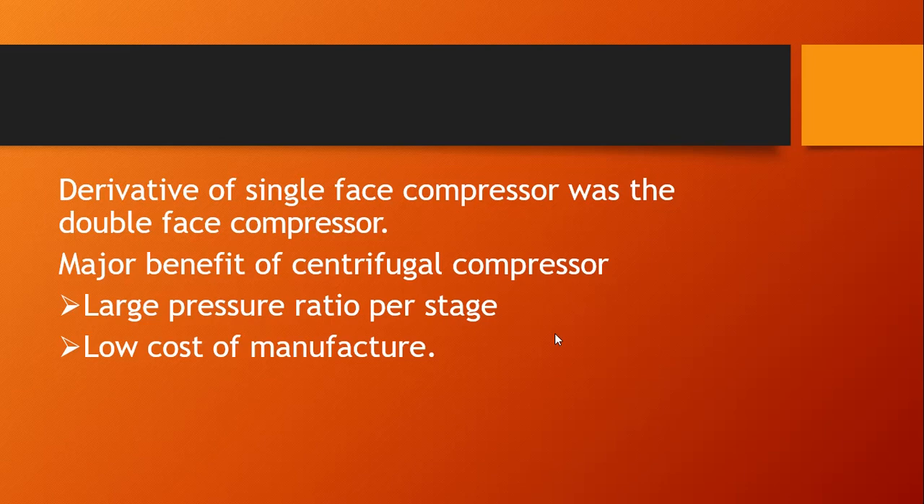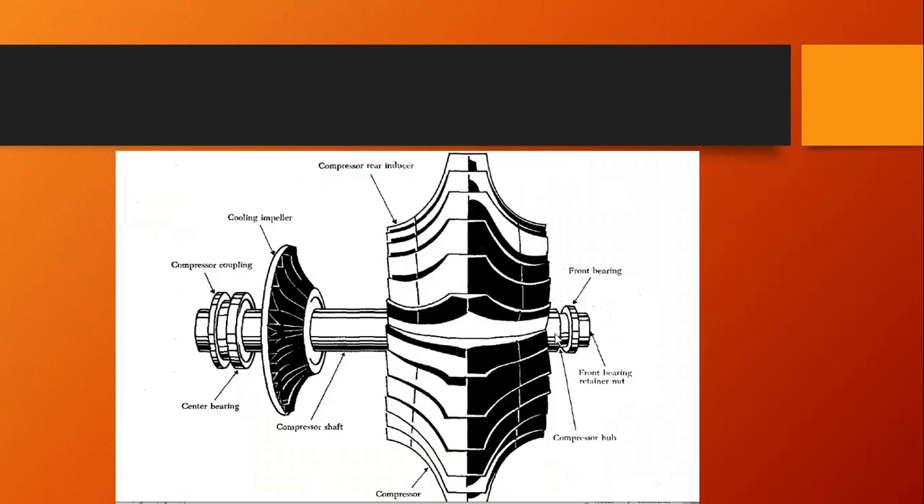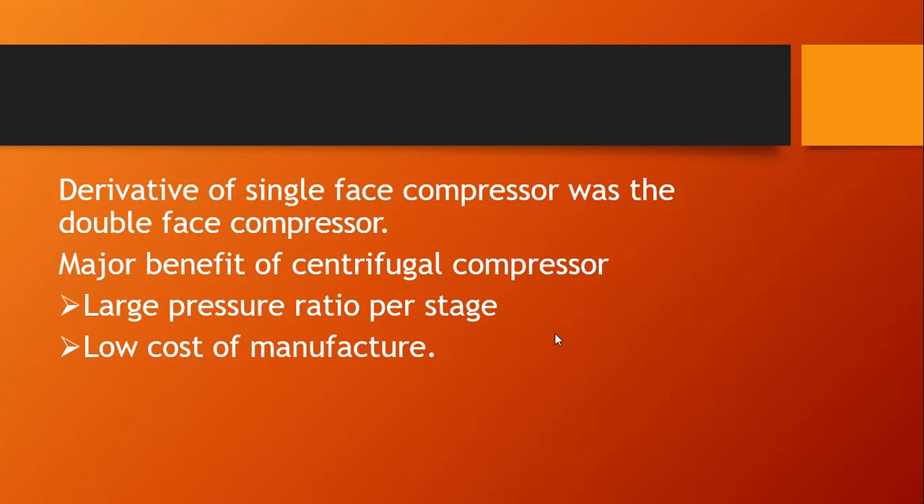So a derivative of the single phase compressor was the double phase compressor, in that after the single phase compressor we had to get a double phase compressor. So single phase, we saw that it can be made to get high pressure by using two. Now here we use one. Major benefit of centrifugal compressor is large pressure ratio per stage and has a low cost of manufacture.